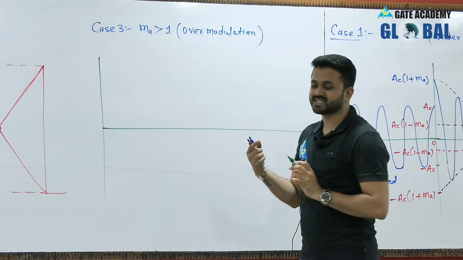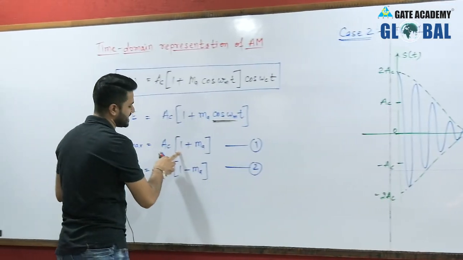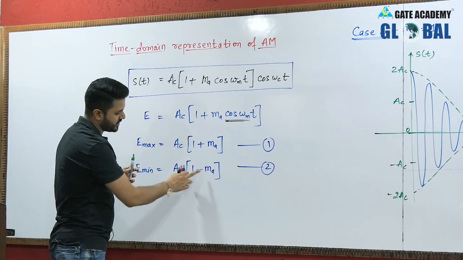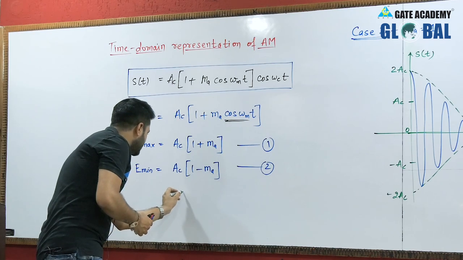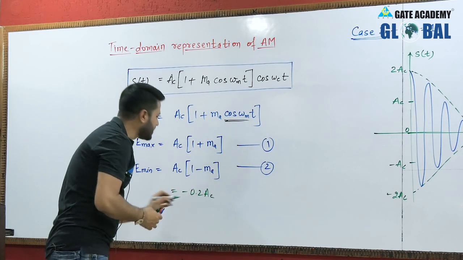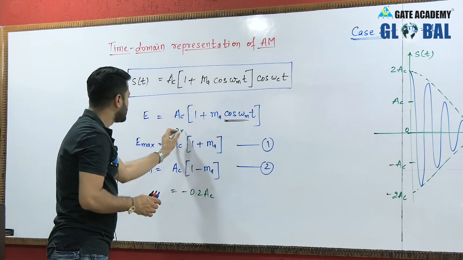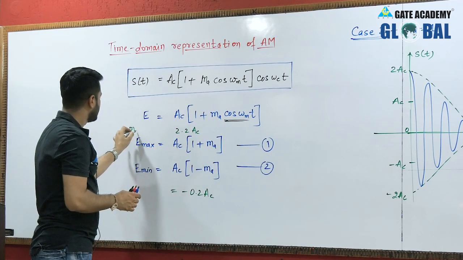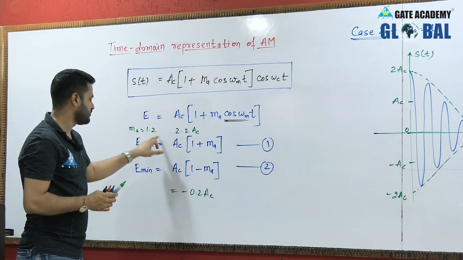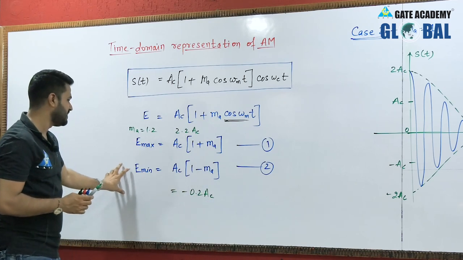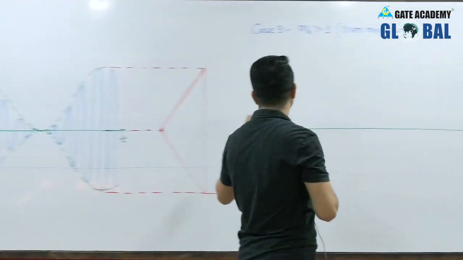If you take any value greater than 1, suppose 1.2, then you get 1 plus 1.2, which is 2.2 AC, and 1 minus 1.2 is minus 0.2 AC. So this will be minus 0.2 AC. Here you will get 2.2 AC when MA is 1.2, any value greater than 1. So suppose we are taking 1.2, then the minimum value of the envelope is on the negative side.